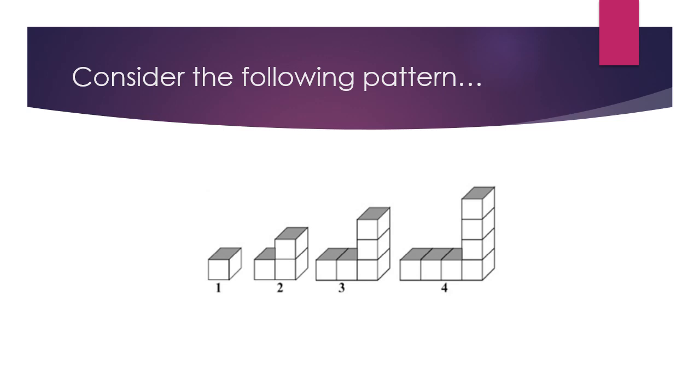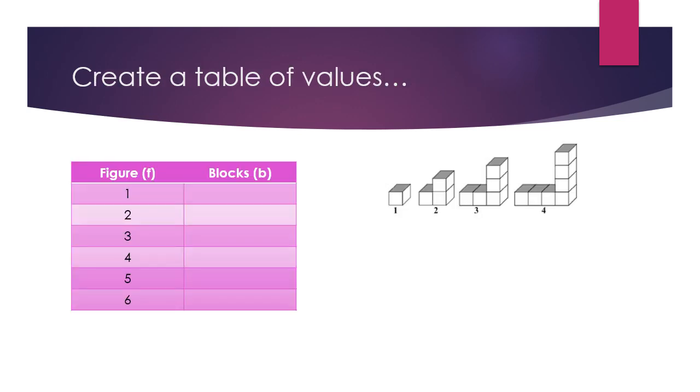So one thing you might be asked to do when given a pattern like this is to create a table of values. So what we do is we create a table. In this case, we'll put the figure number first. So we have figures 1, 2, 3, and 4 here. We try to go up by ones in that column, and try to get about 5 or 6 different rows in there. So I have 6 here. I've gone 1, 2, 3, 4, 5, 6.